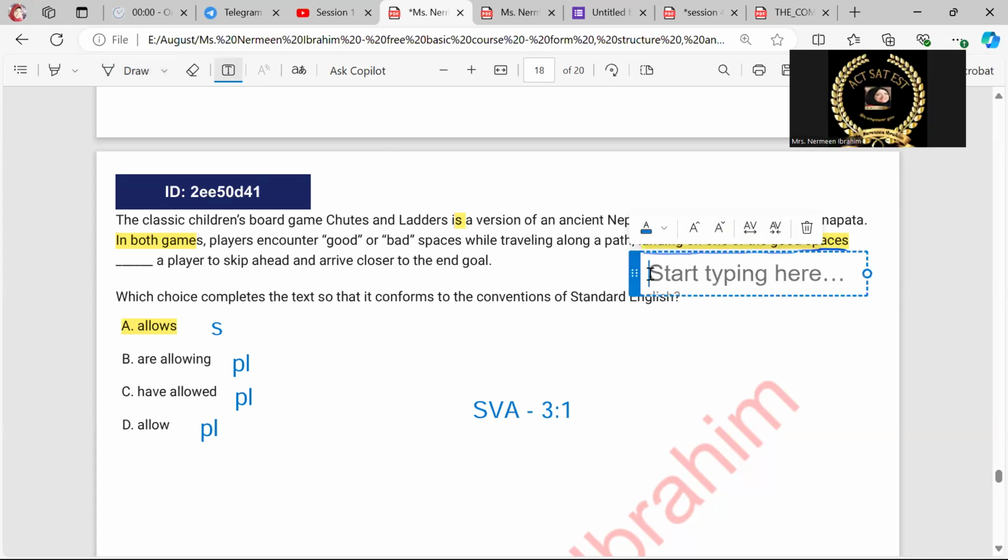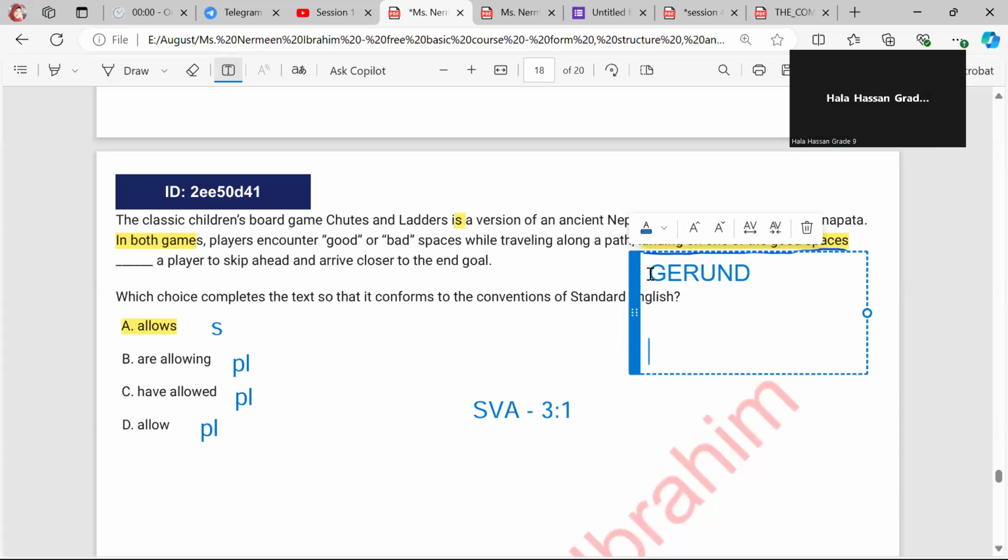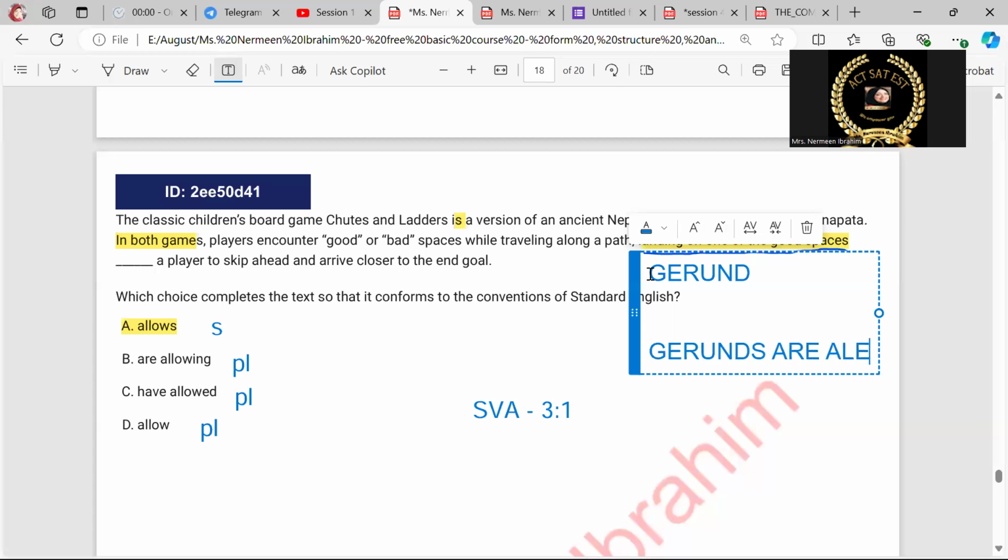Landing is a gerund. Didn't we take the gerund last time? Yes, dear. And gerunds, for your information, I said it last time also, gerunds are always singular.